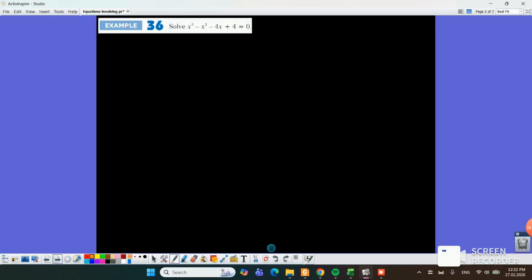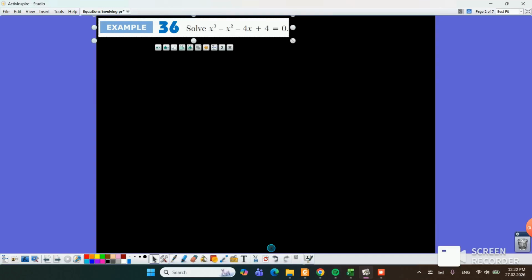Then we'll continue with the next question. As you can see here, we don't have any product or any quotient. So I will try to factorize this one first to get a product of two expressions. Here I will try to use some factorization methods. I will try to find some common terms. So I will use the grouping method. I will group the first two terms and the second two terms.